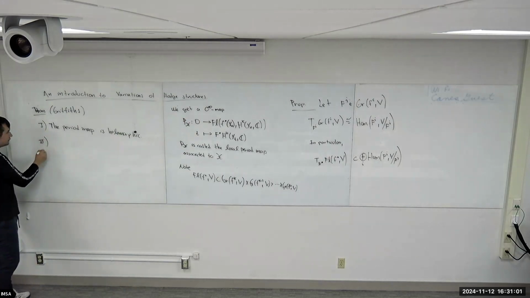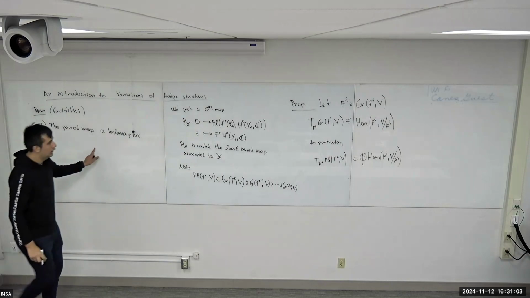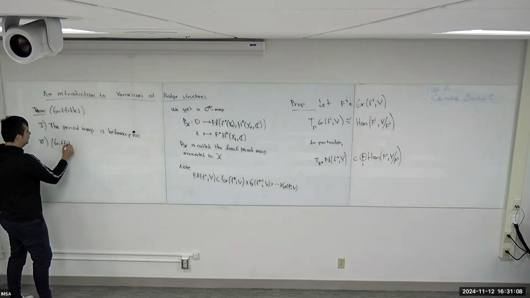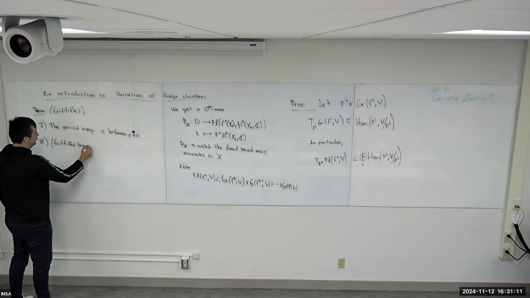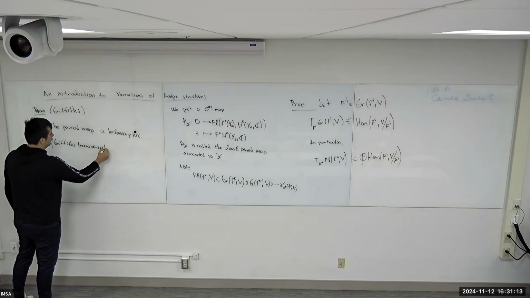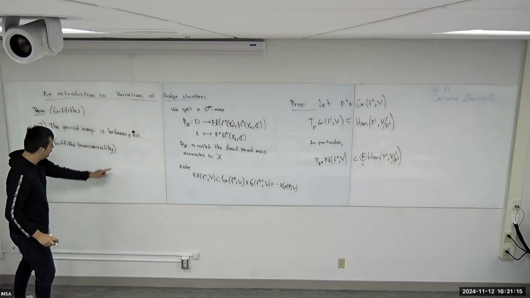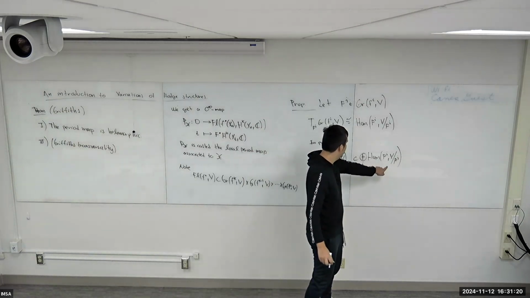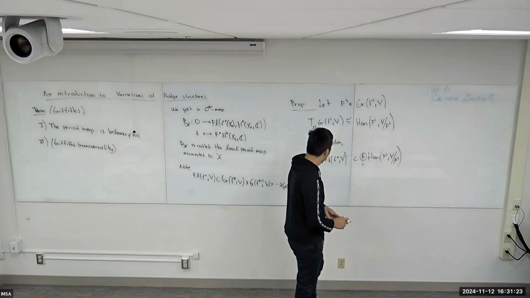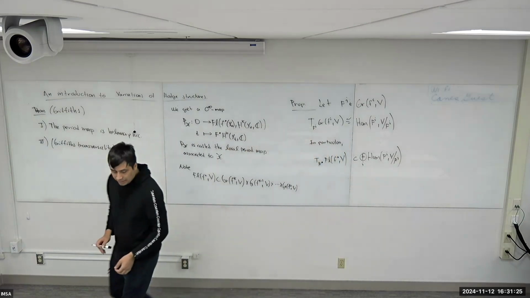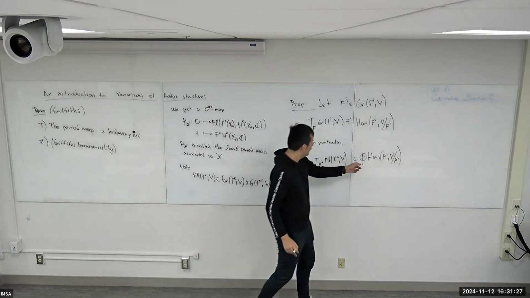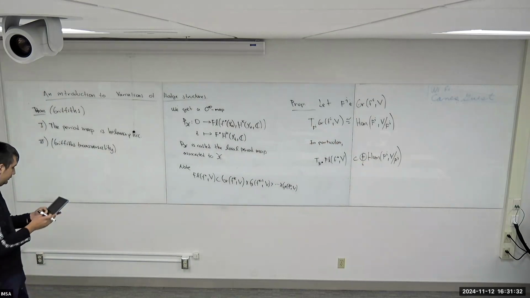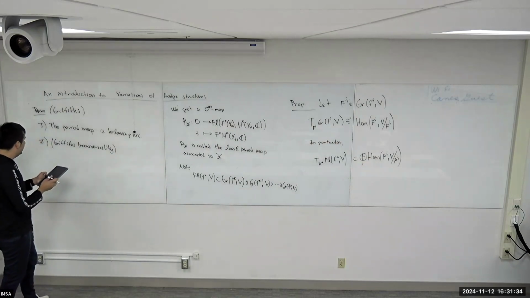The second one is something that we call Griffiths transversality. So if you look at this first approximation of the derivative, it is telling you that it will land inside this whole vector space.